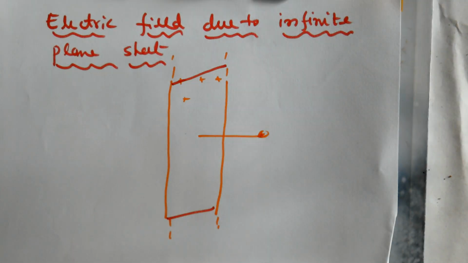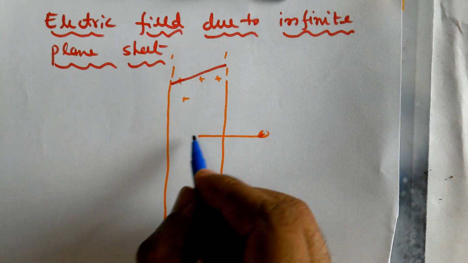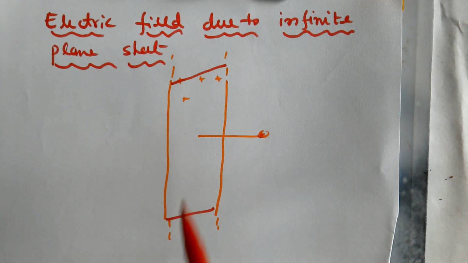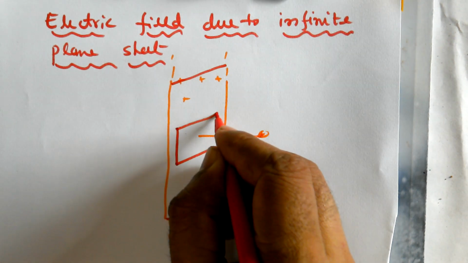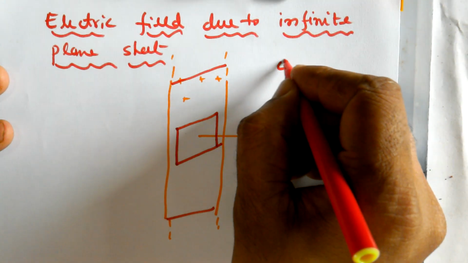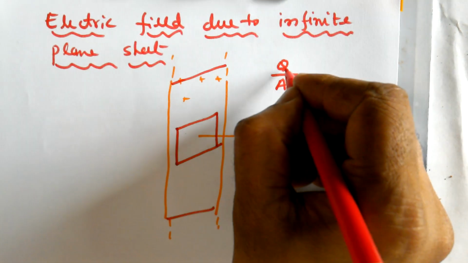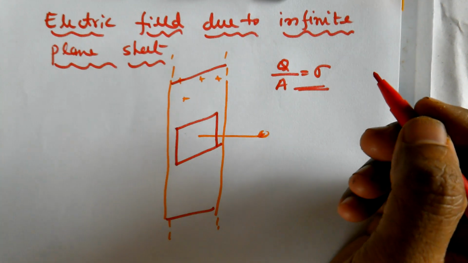As I considered only a small length L of the wire while finding the electric field due to an infinitely long charged wire, and finally it didn't come in the formula at all, in the same way I will take only a part of this sheet. Let us take a small area of the sheet, this area. That is enough for me. Let Q be the charge distributed over this area A. Then Q by A is sigma, the charge distributed per unit area.